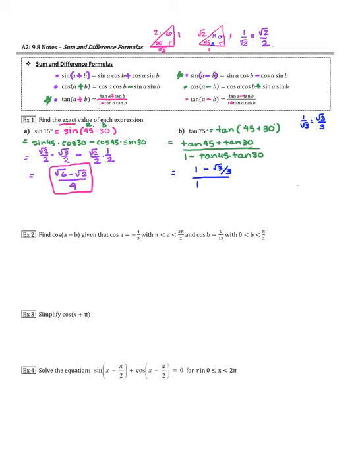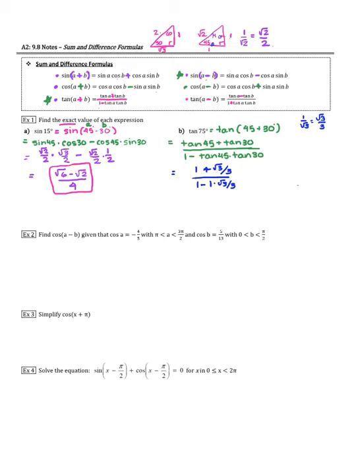Why do I have this as a plus? Sorry about that. Then 1 minus, tangent of 45 was 1, and tangent of 30 was rad 3 over 3. Well, that's really ugly. For one thing, we have a fraction over a fraction, it's called a complex fraction. So let's get rid of the fraction.